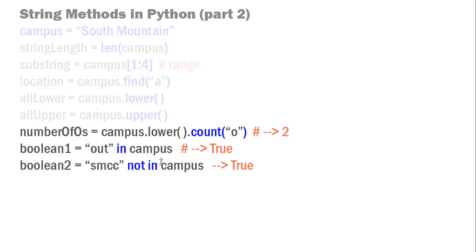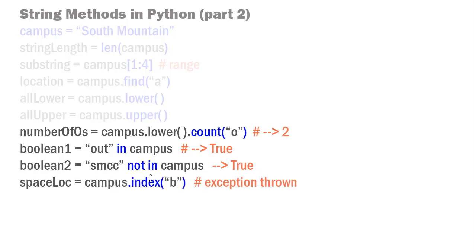And the same way I can use a not in. So here, out in campus would be true. I'm going to place it in a Boolean variable. And SMCC not in campus is also true because SMCC is not in campus. If I said SMCC in campus, that would be false.